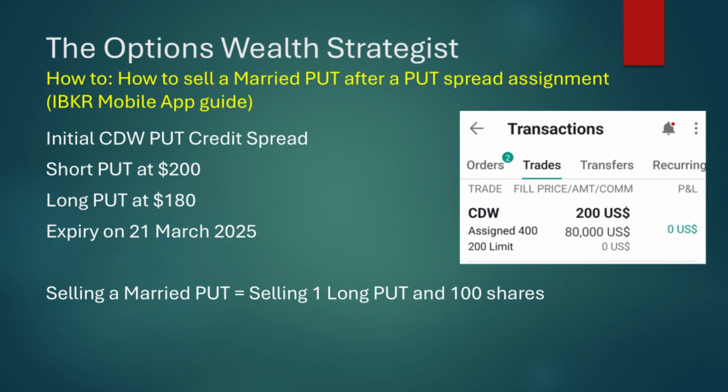My plan for this position is to unwind the assignment by closing them entirely by selling married puts. This would reinstate my buying power, and then I will plan my next move. Let me demonstrate how to unwind this assignment on the IBKR mobile app in a single order.